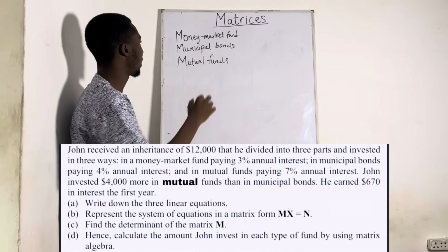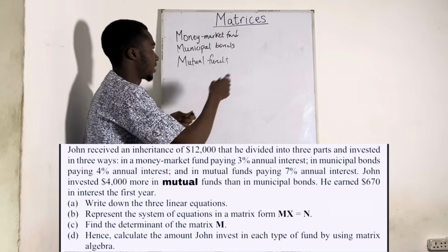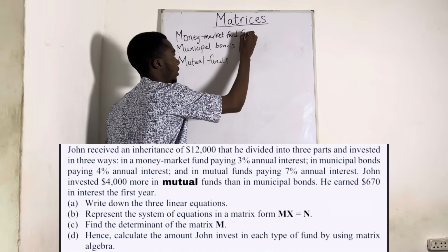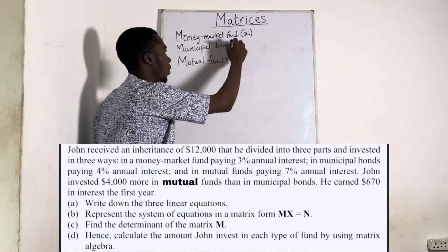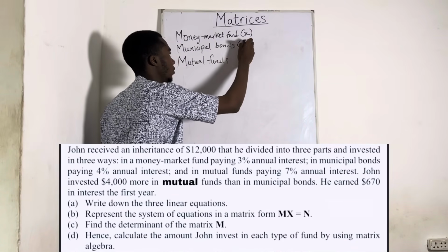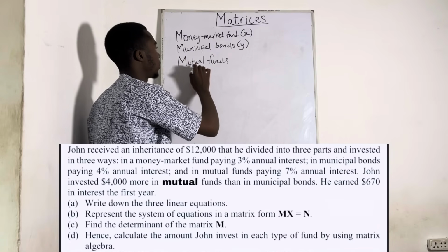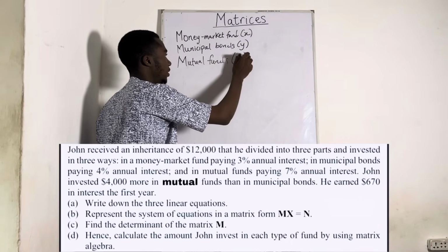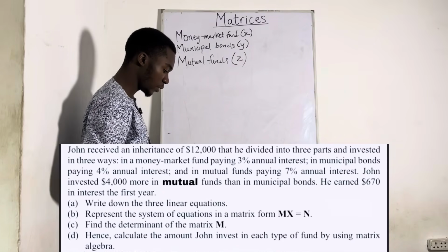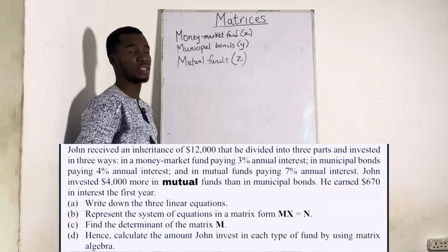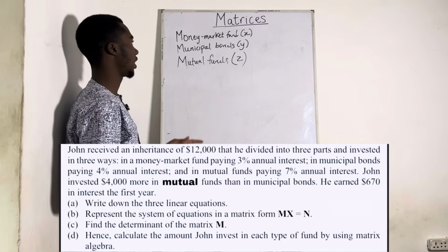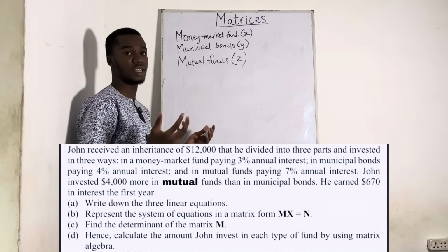So we are going to represent money market fund by X. Then the second one, which is the municipal bonds, we are going to represent by Y. Then the last one, which is the mutual funds, we're going to represent by Z. The question didn't specify that you should represent any of them by X, Y, so you can decide to use any letters. You get it? But we want to just make it easier. That's why I used X, Y, and Z, because I'm sure you guys are used to it.